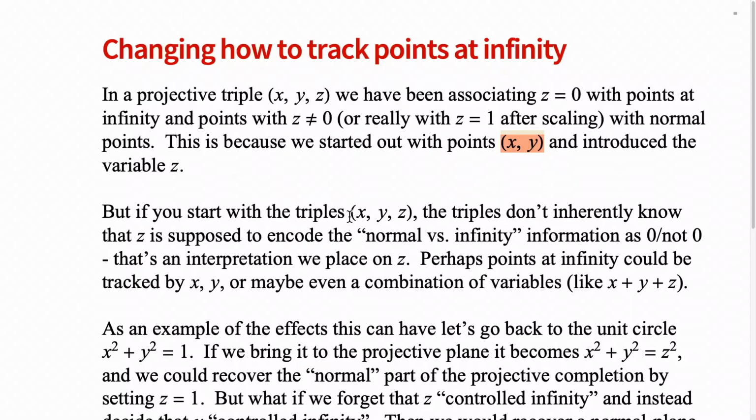But if you were to start with triples x, y, z and not get them as the end result of a process, those triples wouldn't inherently know that z is supposed to be encoding this normal versus infinity information as 0 or not 0. That's an interpretation that we place on that last variable z. Maybe points at infinity could be tracked by x, maybe they could be tracked by y, or maybe even by a combination of those variables like x plus y plus z. And some strange things can happen when you shift the notion of how you're going to track infinity.